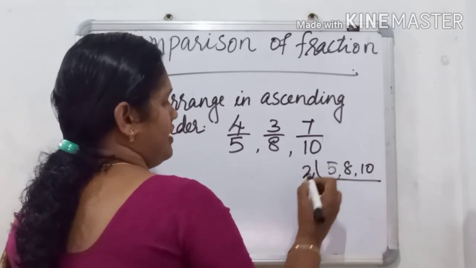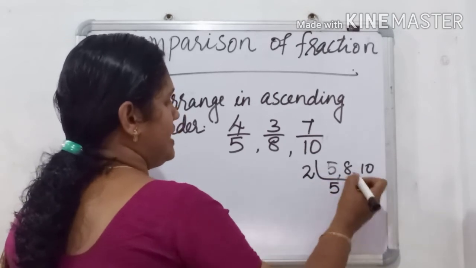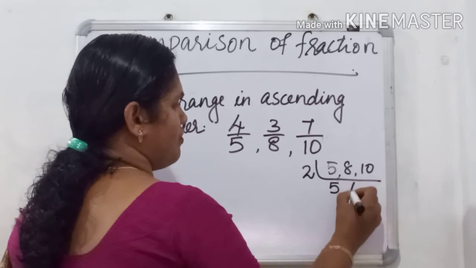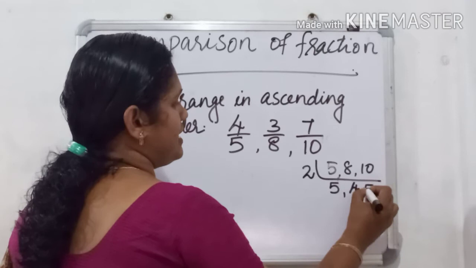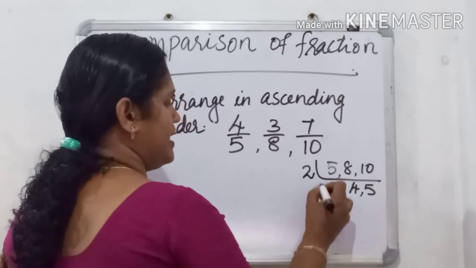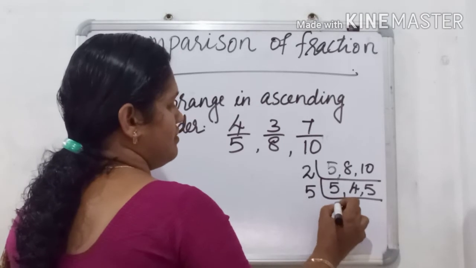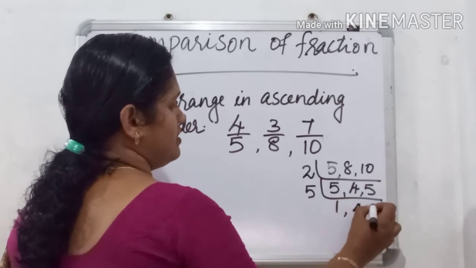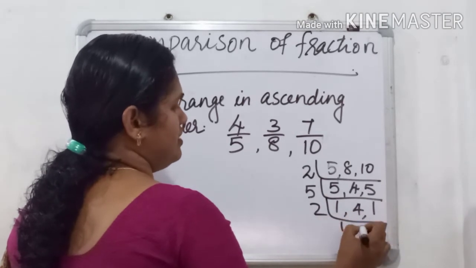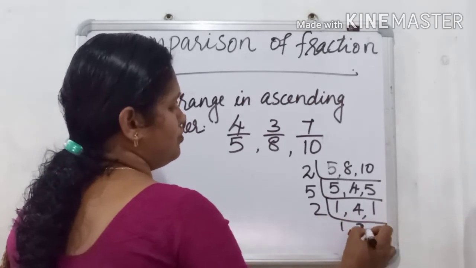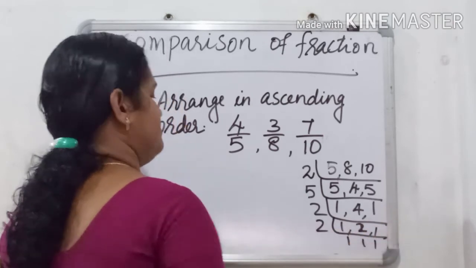First we can divide by 2. 5 is not divisible by 2. 8 is divisible by 2, 4 times 2 is 8. Then 5 times 2 is 10. Again, 5, 1, 4, 1. Then 2, 1. 2, 1, 1, 1.